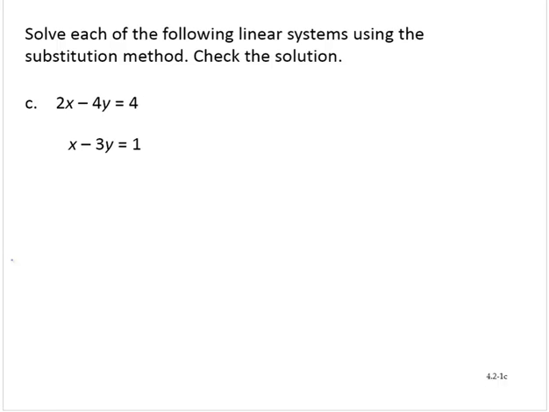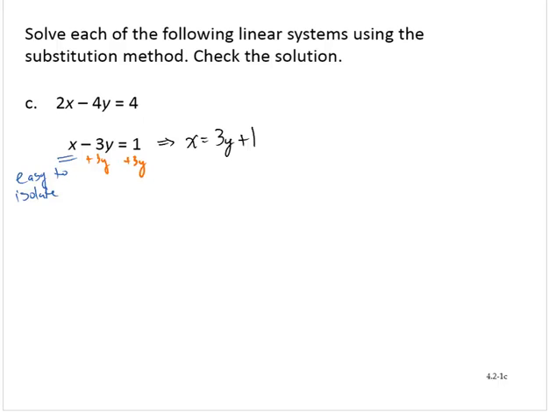2x minus 4y is equal to 4. X minus 3y is equal to 1. So notice we don't have any of the variables isolated in this situation. But in the second equation, that variable x is easy to isolate. And so what I will do here is I'll just add 3y to both sides. That would give me equivalently x is equal to 3y plus 1.